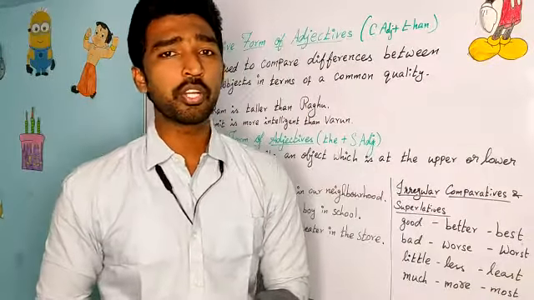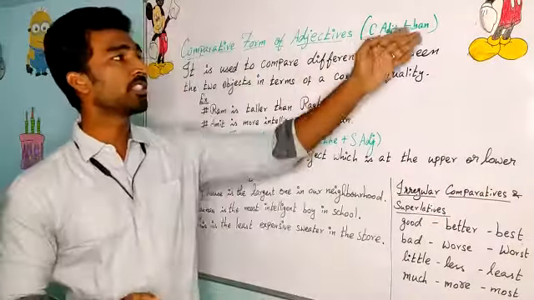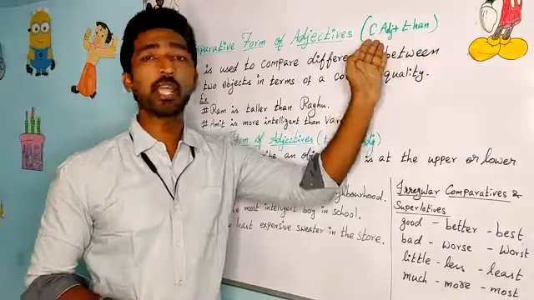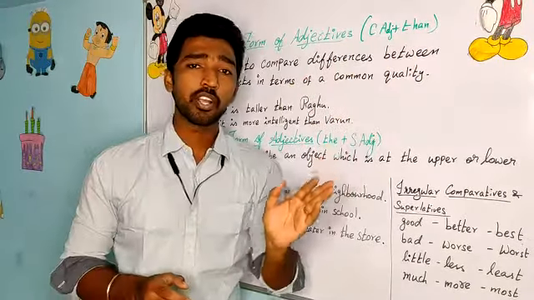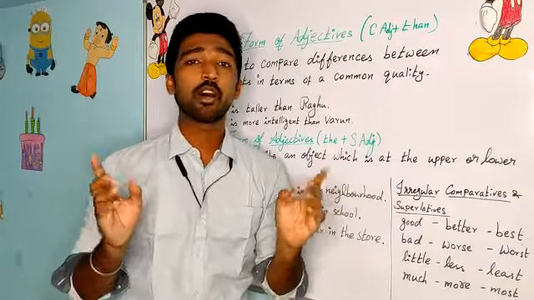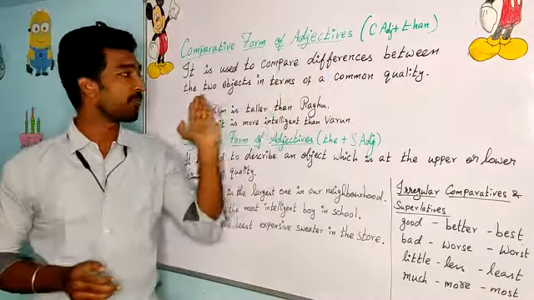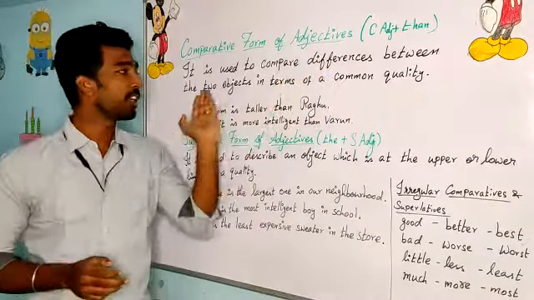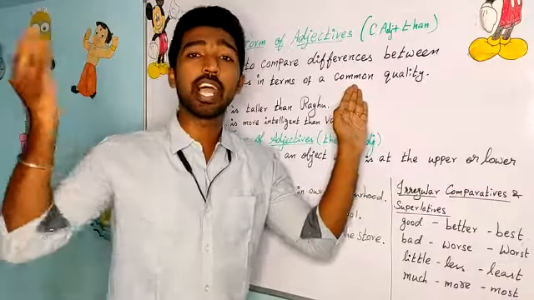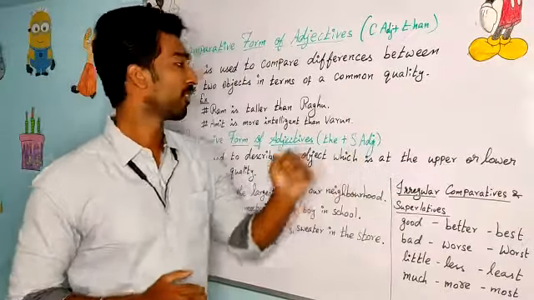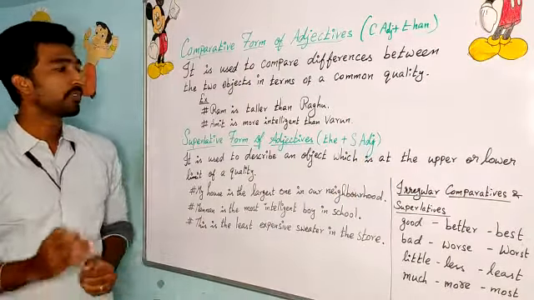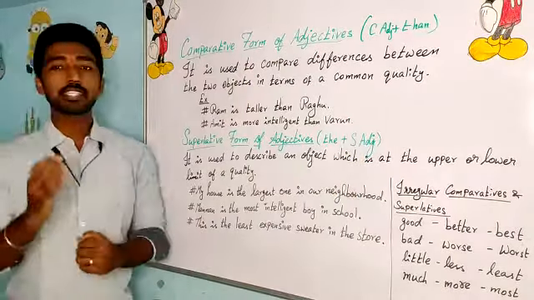And another common rule here is we have to use than next to a comparative adjective. We are going to compare two objects having the same quality. It is to compare differences between two objects in terms of a common quality. Yes, it can be higher or lower. It's up to our wish. Let us see some examples here.